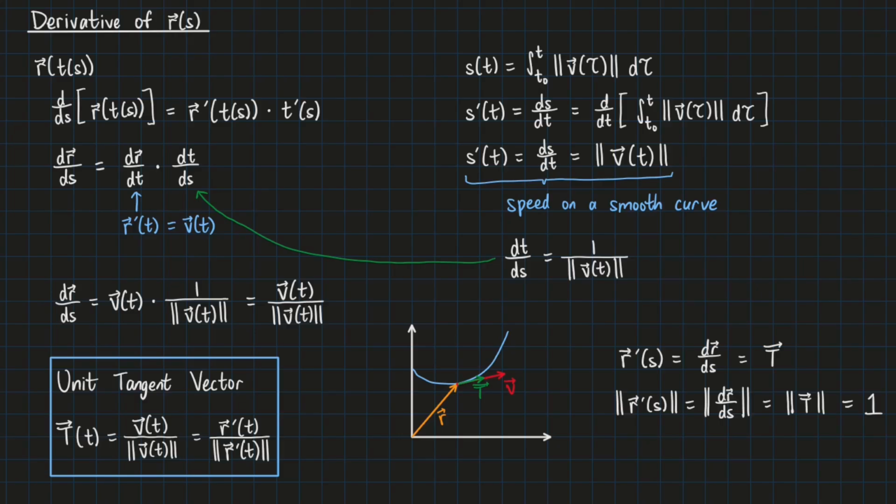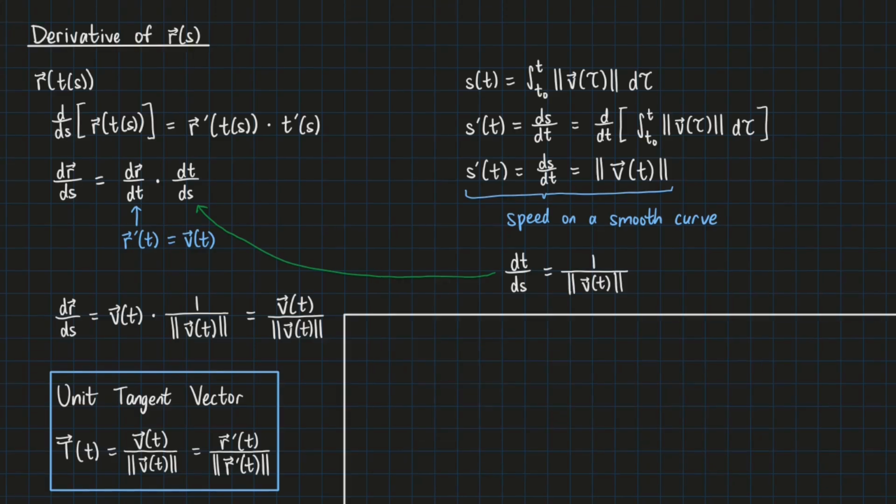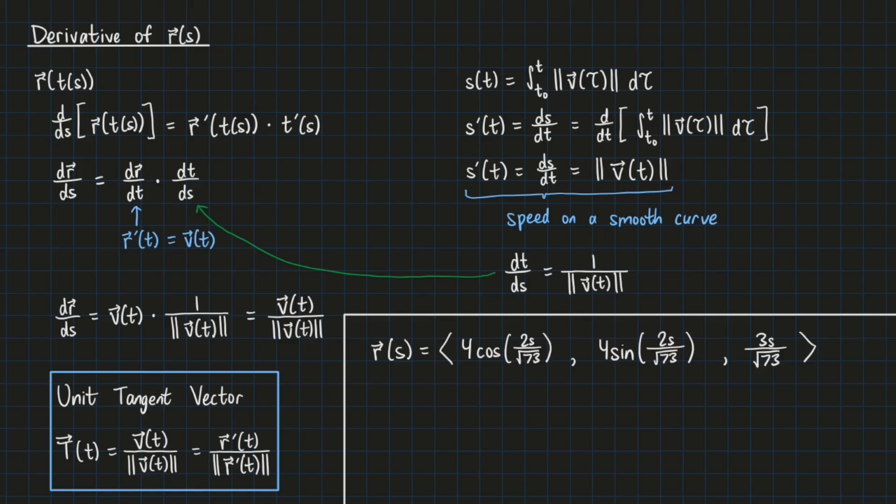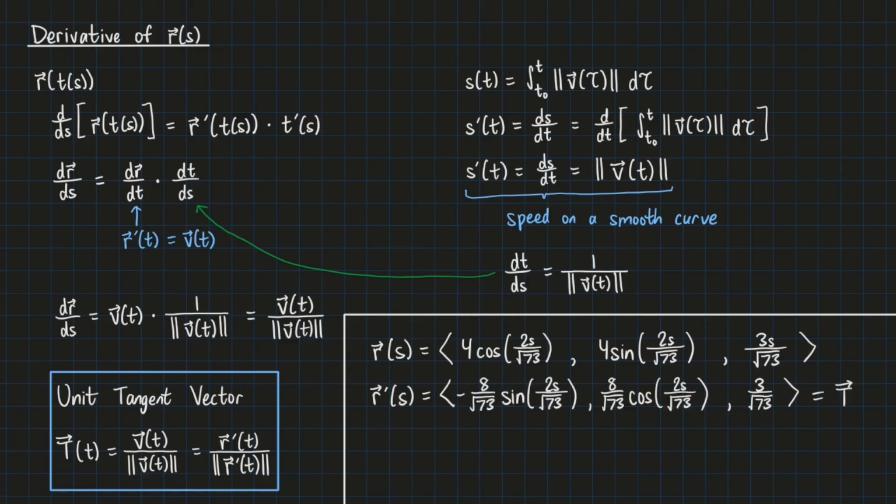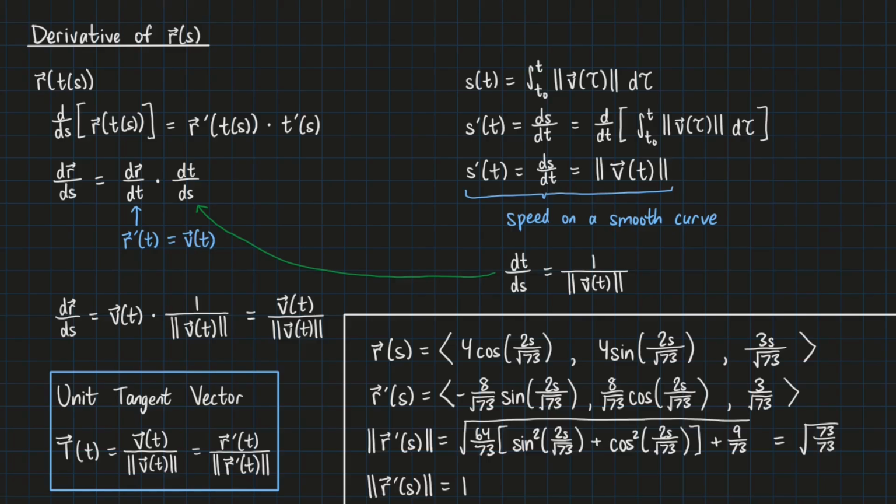And I will show you this using the r of s we found from the last example. Here's the r of s we found from example 4. Here's r prime of s, and then this is equal to the unit tangent vector. And if you take the magnitude of r prime of s, you would see that the magnitude of r prime of s does in fact equal 1.